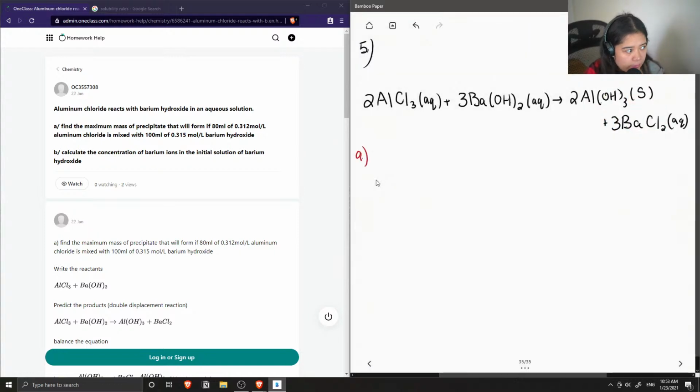So part A, find the maximum mass of precipitate that will form if 80 milliliters of 0.312 mole per liter aluminum chloride is mixed with 100 mils of 0.315 mole per liter of barium hydroxide. So for this question, it's multi-step, and basically we want to find the maximum mass of precipitate. So the maximum mass of our aluminum hydroxide. So to do this, we need to find out which one of our reactants is the limiting reagent. So for step 1 of answering this question, we need to find the number of moles of both reactants.